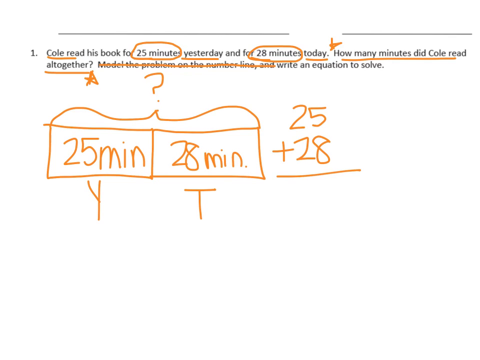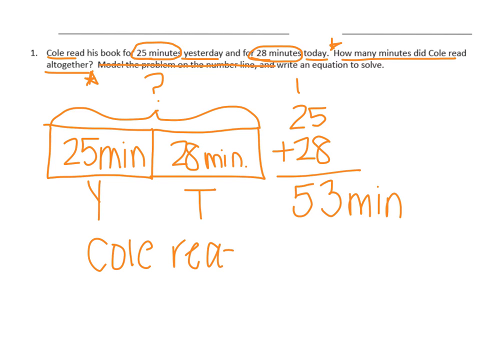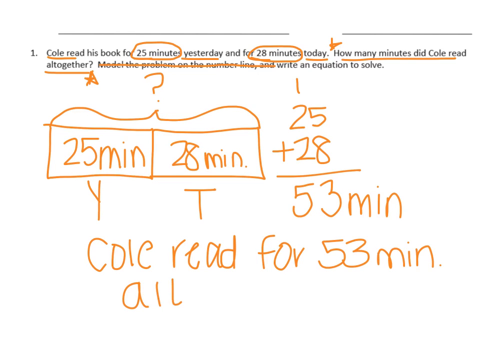Let's start at the ones. 5 plus 8 is 13. I'm going to write the 3 and carry the 1. 1 plus 2 is 3. 3 plus 2 is 5. So that means that Cole read for 53 minutes all together.